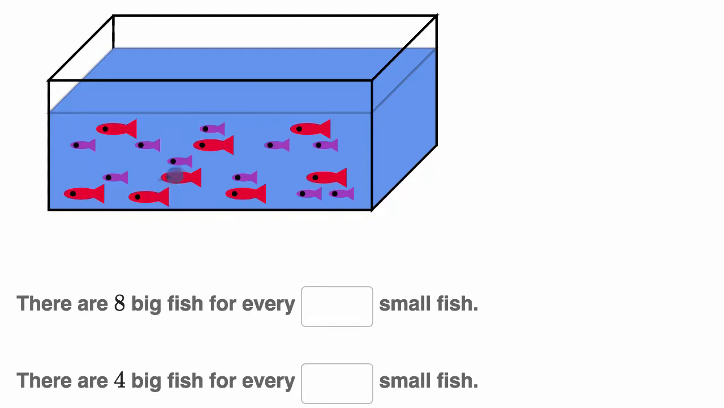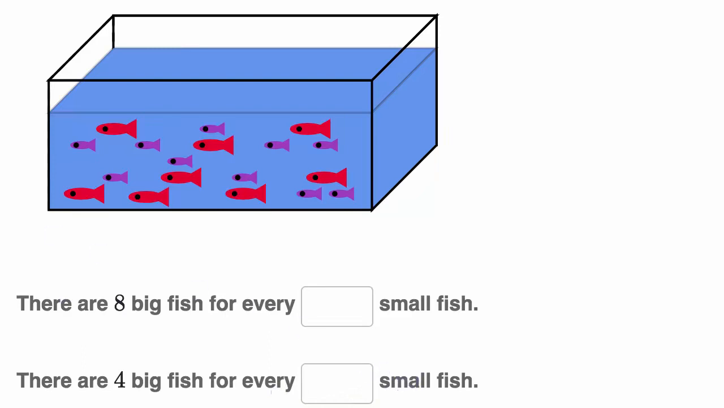Here, we just have a picture of a bunch of fish in a tank. And it says there are 8 big fish for every blank small fish. And then it says there are 4 big fish for every blank small fish. So pause this video again and see if you can work through this.